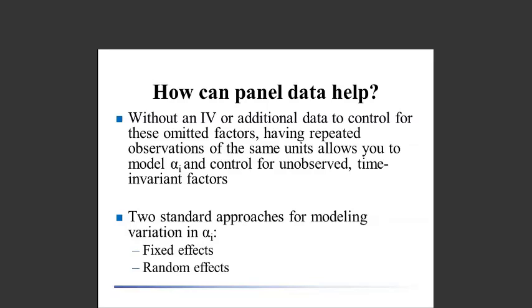Okay, so now that we've seen how this form of omitted variable bias can impact estimates of regression coefficients, we'll look at how panel data can be used to try and deal with unobserved heterogeneity, or alpha, from our previous slides. Now, there are two standard approaches to modeling variation in alpha_i: the fixed effects model and the random effects model.